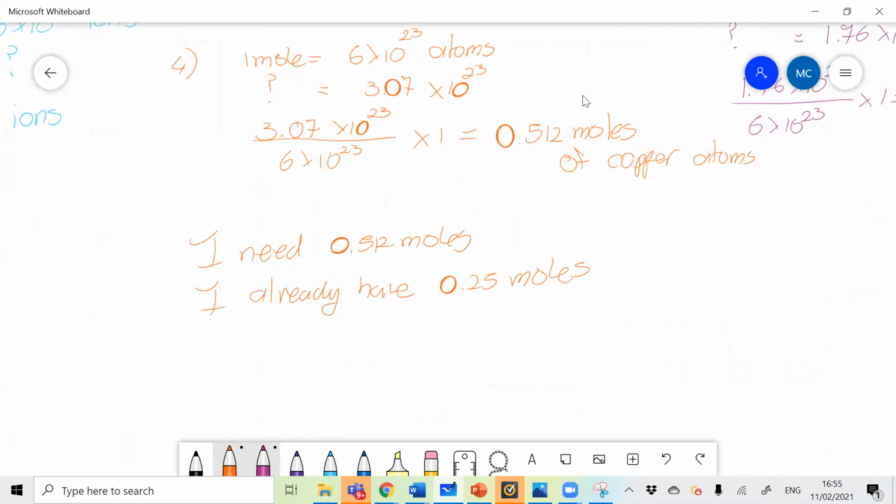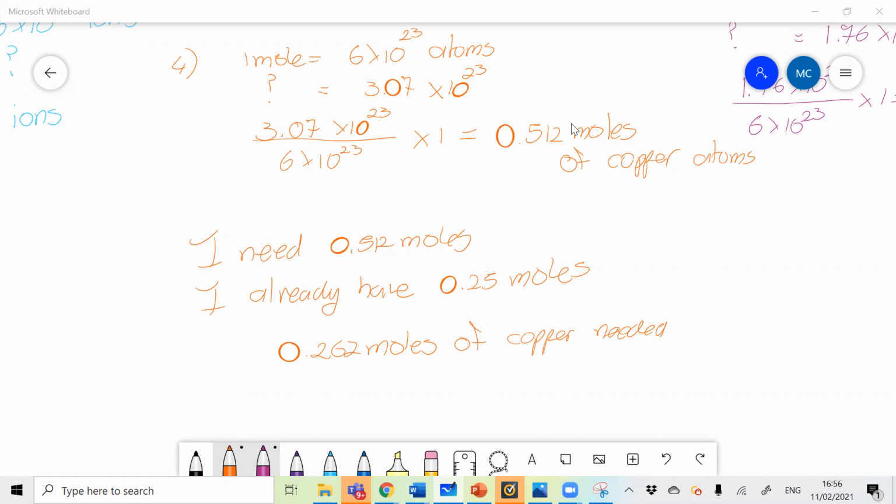Therefore, if we subtract, okay, we're going to have whatever we need. So we're going to need 0.262 moles of copper needed. Okay? We're going to need 0.262 moles of copper extra.